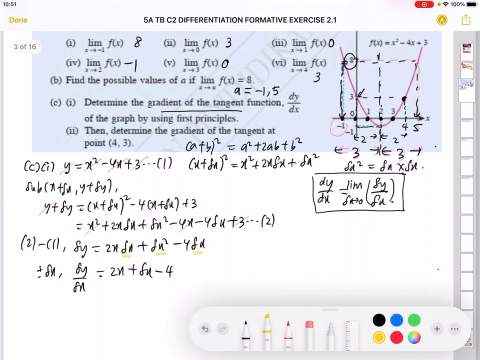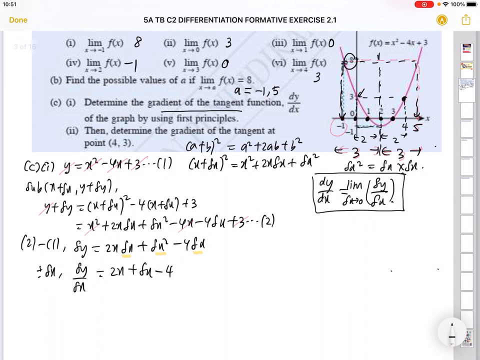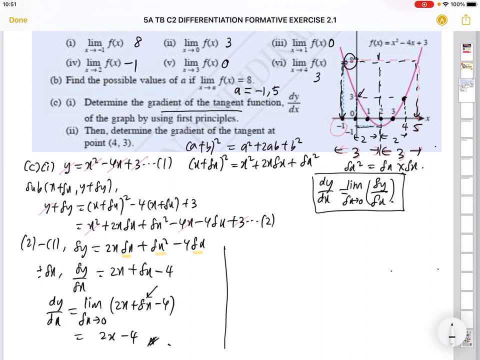All right, now we're not done yet. This is your gradient of chord. I want to find gradient of tangent, dy dx. dy dx is your gradient of tangent. So we have to take the limit of delta x approaching 0 of your delta y over delta x. So I'm going to put 0 inside. If you put 0 inside here, you're left with 2x minus 4. So this is what we call the gradient function. Here they say gradient of tangent function. Actually, it's gradient function, and gradient function is basically the function that represents the gradient of tangent at different points of the curve, right?